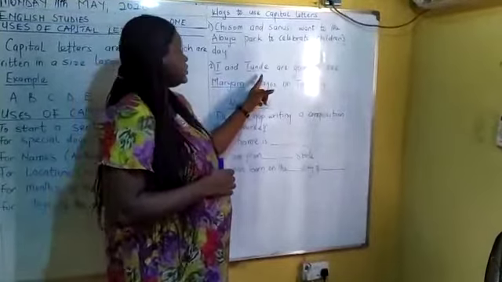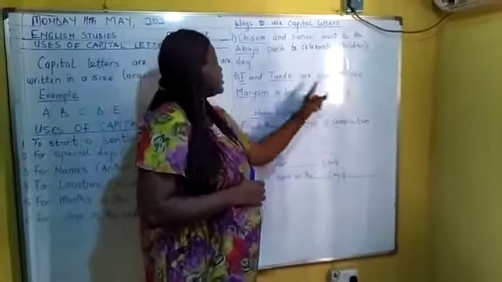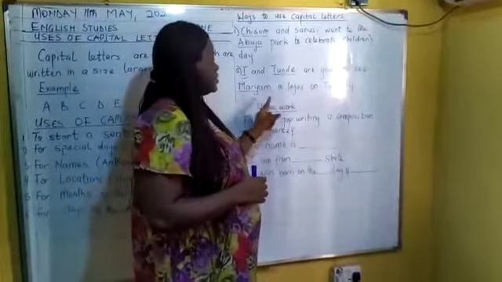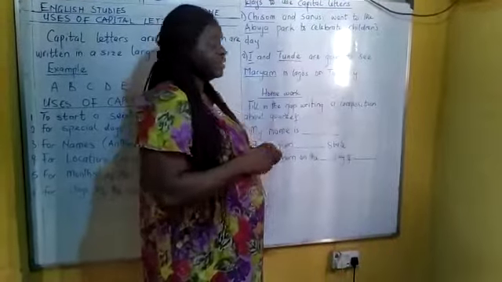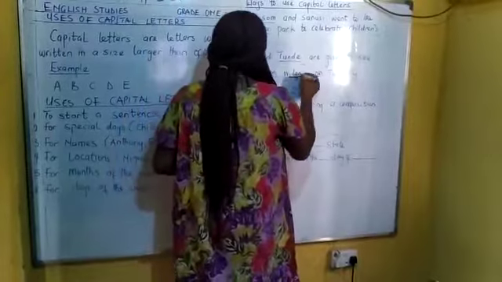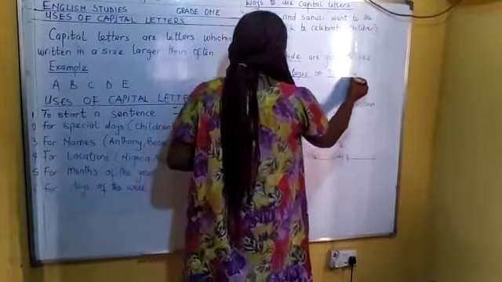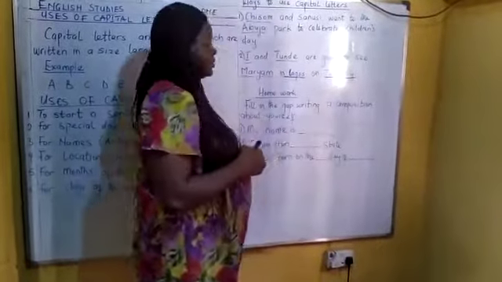Number 2: "I and Tunde are going to see Miriam in Lagos on Tuesday." Tunde is somebody's name. Miriam is somebody's name. Lagos is supposed to be underlined because it's a location. Tuesday is also a day of the week. So you see why I underlined them.